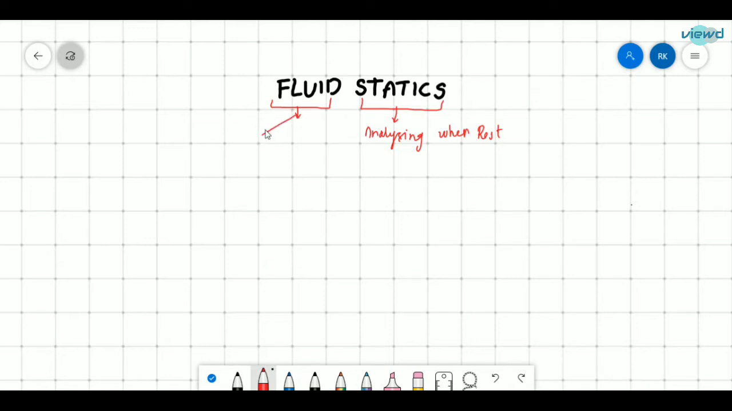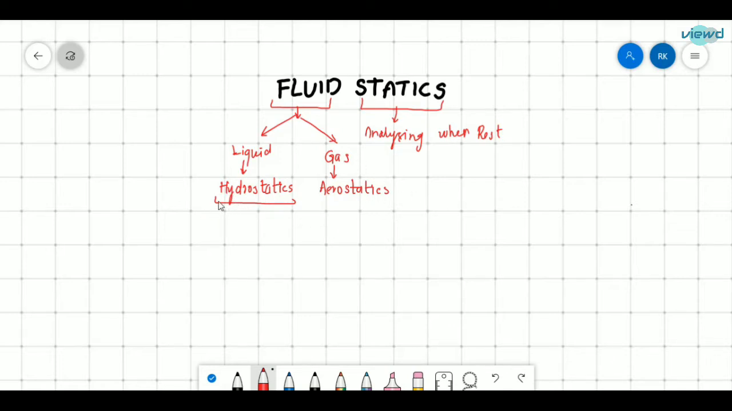This fluid can be divided into two categories, as you know. One is liquid and the other is gas. So statics that deals with liquid is called hydrostatics, and the statics that deals with gas is called aerostatics. We have only hydrostatics in our syllabus. We will be studying about hydrostatics only.